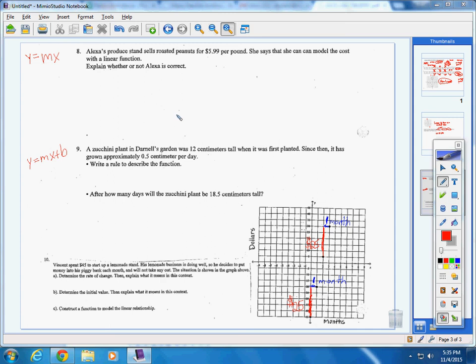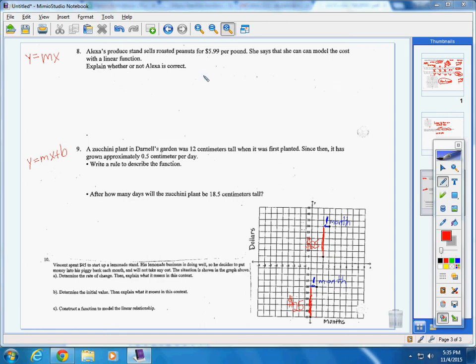Part 2 of your Understanding Linear Functions review, questions 8 through 10. So starting on question 8, Alexa's produce stand sells roasted peanuts for $5.99 per pound. She says that she can model the cost with a linear function. Explain whether or not Alexa is correct.